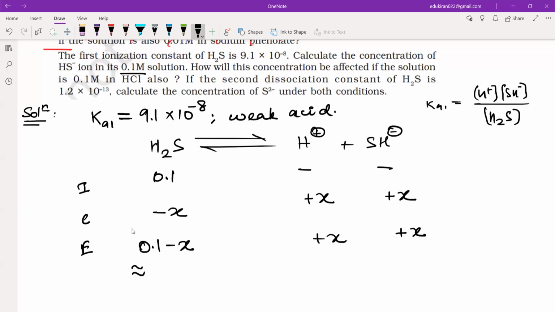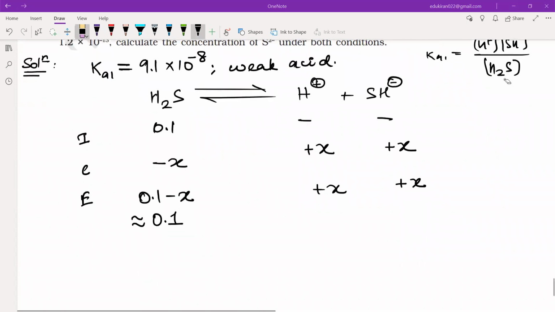Hence, if I subtract something very, very small from 0.1, I can just write it as approximately 0.1 only. But I cannot write that this is equal to 0. Please remember that, because there is nothing to compare against there; we can compare 0.1 and x. That is why I am just writing 0.1, because subtracting something very small from 0.1 is not going to affect anything. Fine.